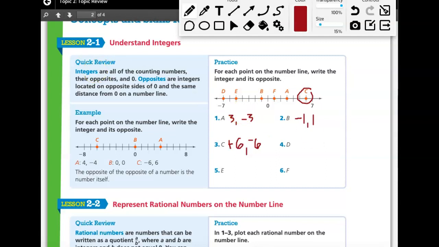Joy, let's do number 4, the D. D is -7 and the opposite is 7. So let's make sure this time we're right. So it's -7 and the opposite is 7. That's correct. Letter E, Mansi. Letter E is -5, and the opposite is 5. Correct. And the last one, number 6. Let's have Raymond. Go ahead.